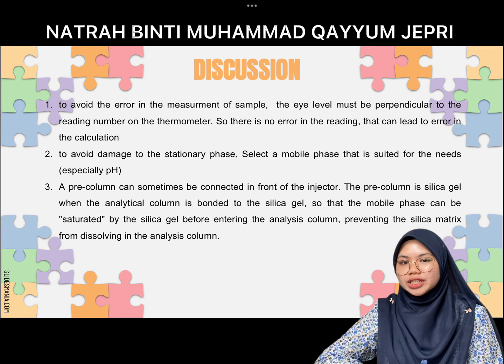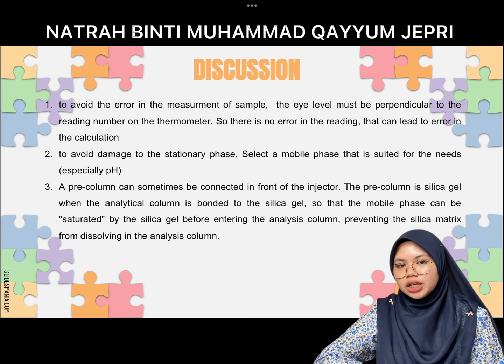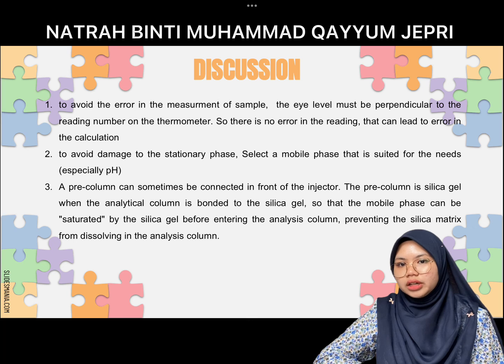There are a lot of precaution steps that should be taken to avoid error in the measurement of the sample. The eye level must be perpendicular to the reading on the thermometer, so there is no error in the reading that can lead to error in the calculation. Next, to avoid damage to the stationary phase, select a mobile phase that is suited for the need, especially pH. A pre-column can sometimes be connected in front of the injector. The pre-column is silica gel when the analytical column is bonded to silica gel, so that the mobile phase can be saturated by the silica gel before entering the analysis column, preventing the silica matrix from dissolving in the analysis column. That's all from me. Thank you.